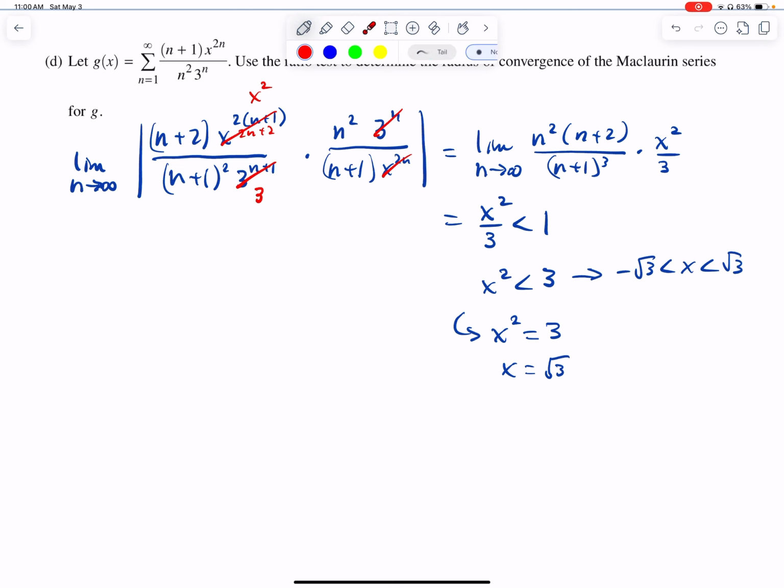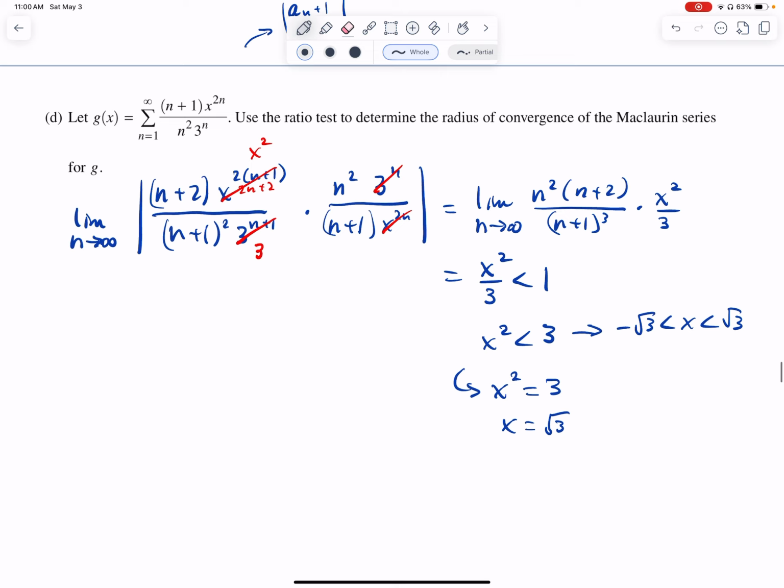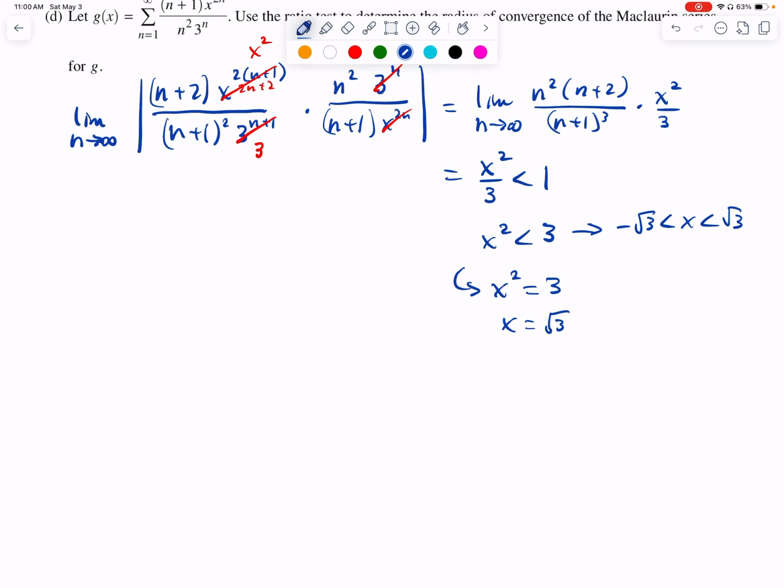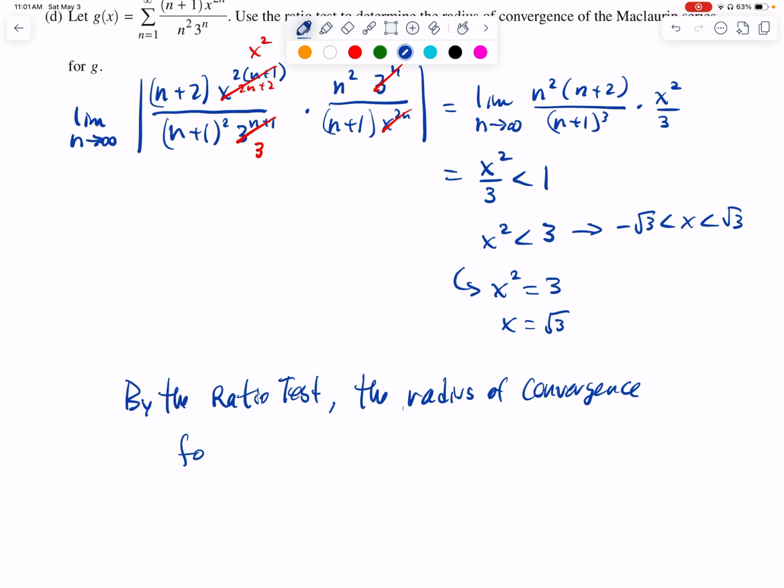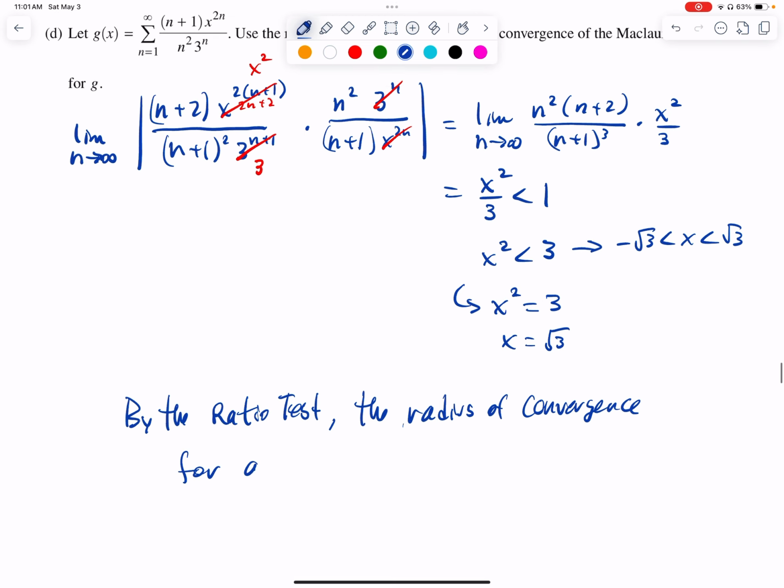If they were actually asking for the interval of convergence, they're not, but if they were, then you would have to test out these endpoints to see if they also worked. But they're not. They're just asking us for the radius of convergence, and I just might formally state this. So by the ratio test, the radius of convergence for, what the heck is this called, g of x, is the square root of 3.